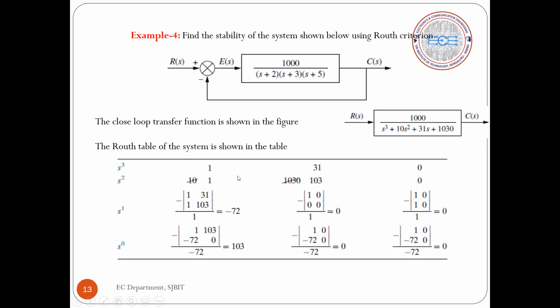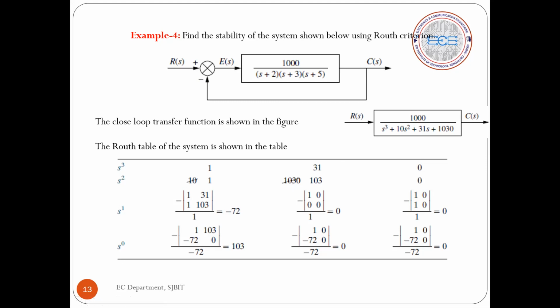How do we take the first row and second row of the Routh table? The first and second rows we fill based on the characteristic equation coefficients. S power 3 is the first row, the highest degree of the characteristic equation. So I take the coefficient of S cube as the first element, that is 1. I skip S square and go to the S term coefficient, which is 31. I skip the next term, and since there is no other term, I take 0. For the second row, I look at the coefficient of S square, that is 10. I skip the coefficient of S and take the next, the constant 1030.